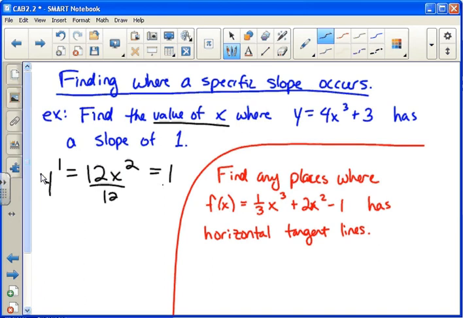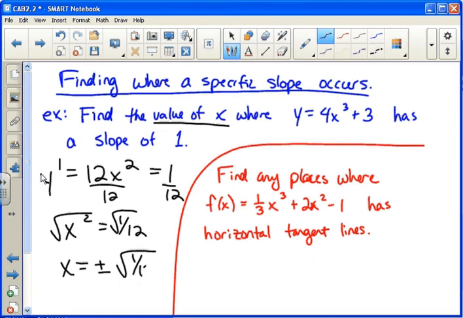Divide by 12, I get x squared equals 1 over 12. Then take the square root of both sides, and I get x equals plus or minus the square root of 1 over 12. So there's two places that it will occur in this case, the positive square root of 1 over 12 and the negative square root of 1 over 12.